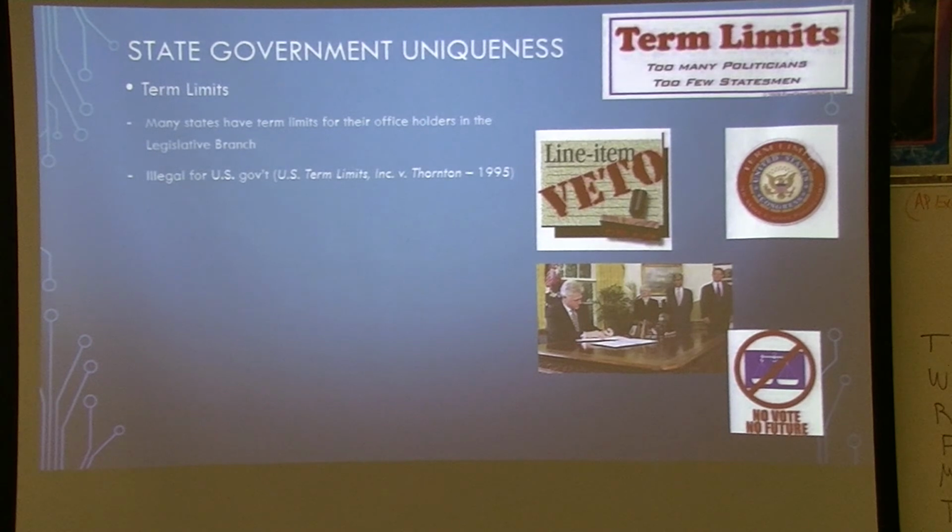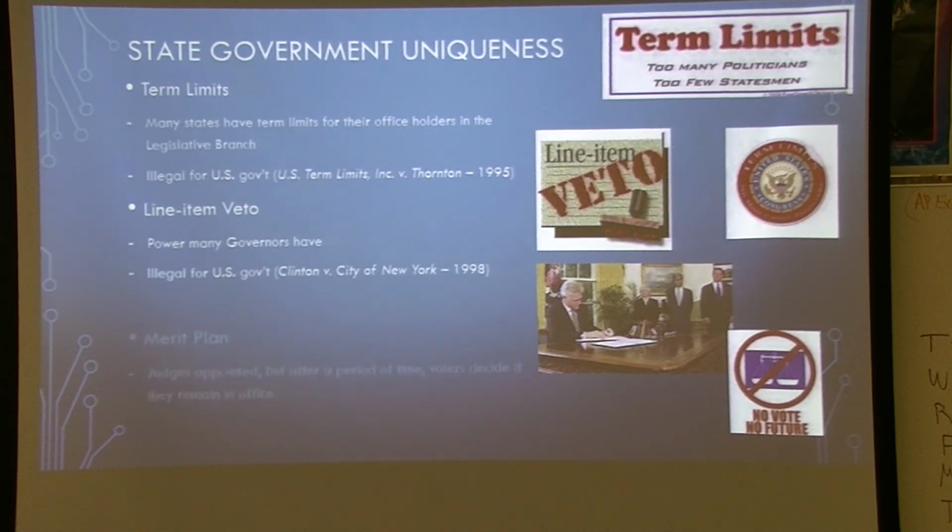So for example, for Florida, if you are a state representative or a state senator, it is an 8-year term limit. But for U.S. representatives, they do not have this. So that's the court case you need to know. Once again, line item veto. Governors have this power, or most governors have it, but the president does not. Clinton versus City of New York, remember it.